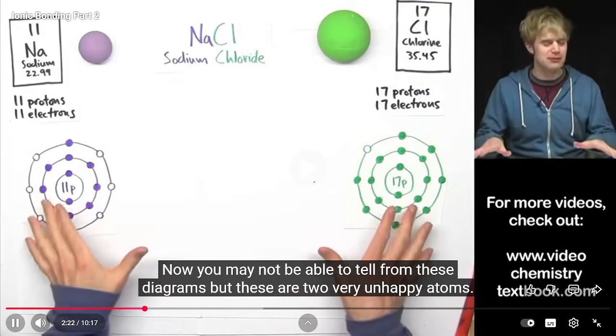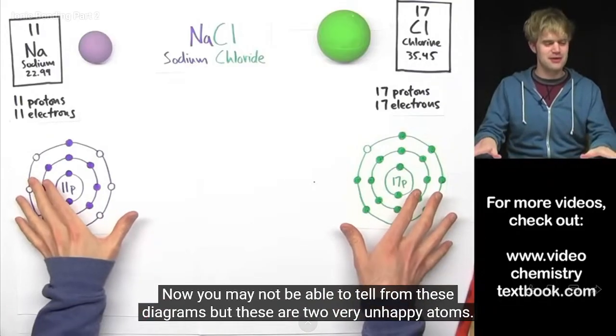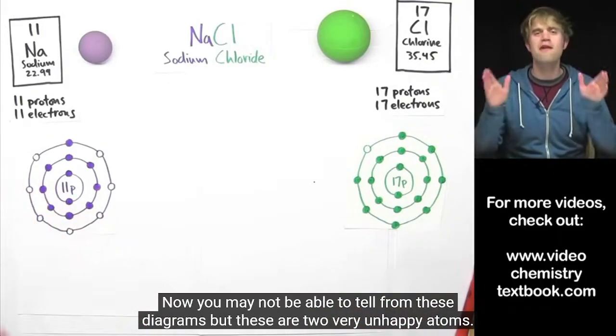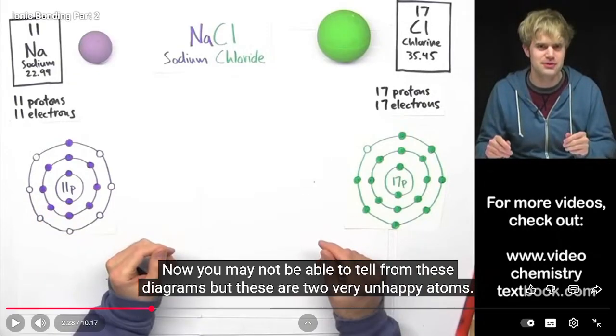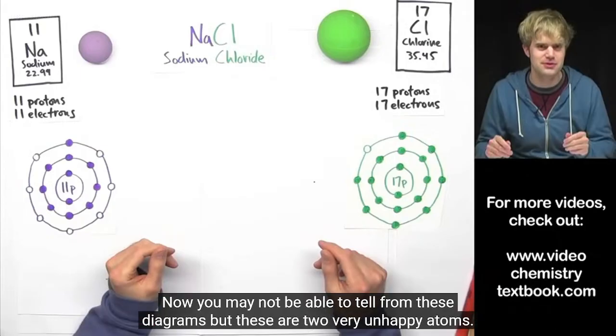You may not be able to tell from these diagrams, but these are two very unhappy atoms. Never use the word unhappy when it comes to atoms. Always use stable and unstable, or high potential energy and low potential energy. Happy and unhappy, it's a really nice way to think about it, but atoms don't actually have emotions, shockingly.